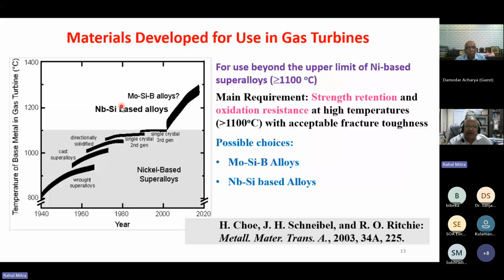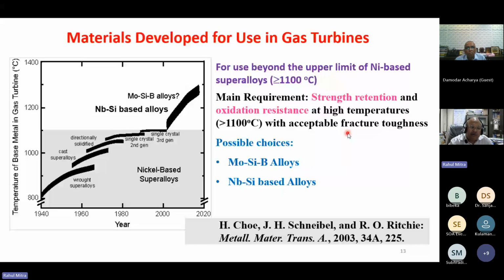The main requirement is the ability to retain strength with oxidation resistance, but with acceptable fracture toughness. So this is the challenge, because the moment we increase the strength, we get good high temperature strength retention and oxidation resistance, but the room temperature fracture toughness is compromised, and vice versa. If the room temperature fracture toughness is improved, we lose oxidation resistance and strength retention. So these are certain problems which we are talking about.